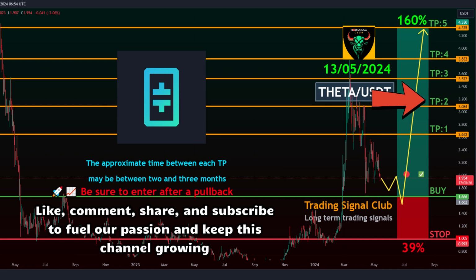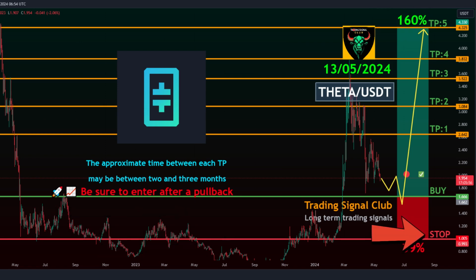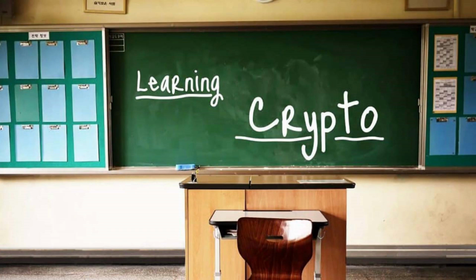Target 2, 3.084. Target 3, 3.522. Target 4, 3.832. Target 5, 4.325. Stop level, 1.005. The secret to success in trading financial markets.